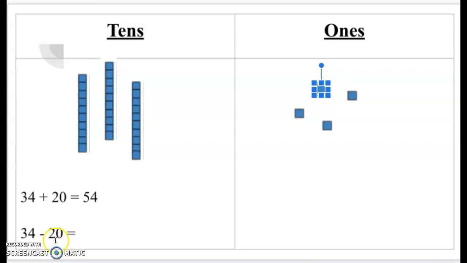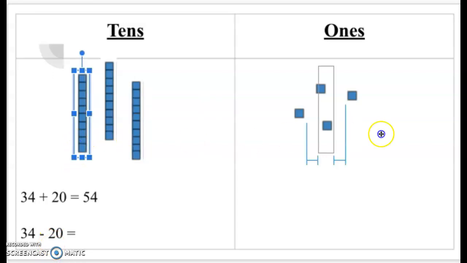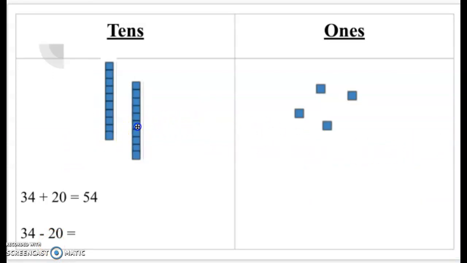So 2 is in the tens column and 0 is in the ones column. So we would know, from what we have up on the board, that we would need to subtract 2 tens, which would be 1, 2, and we would subtract 0 ones. So we do not subtract any of the ones that are here.